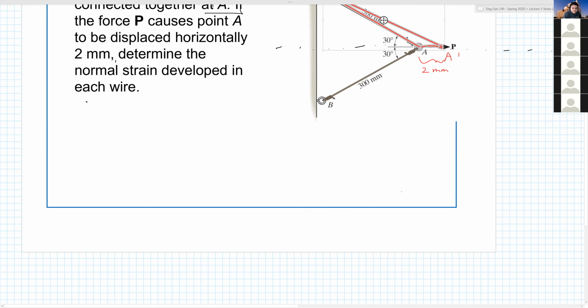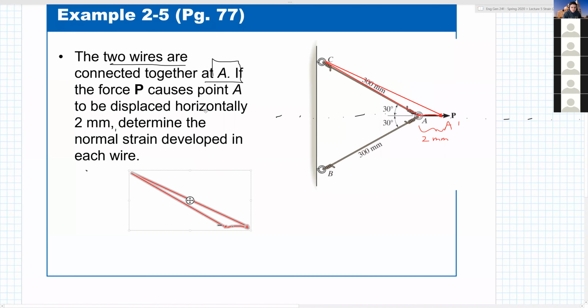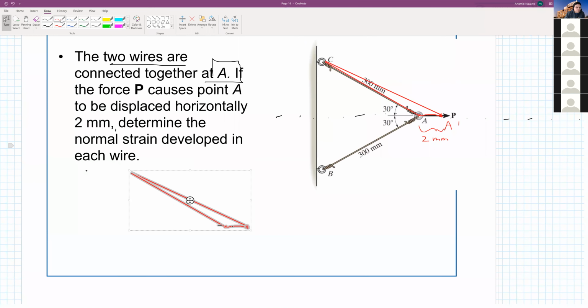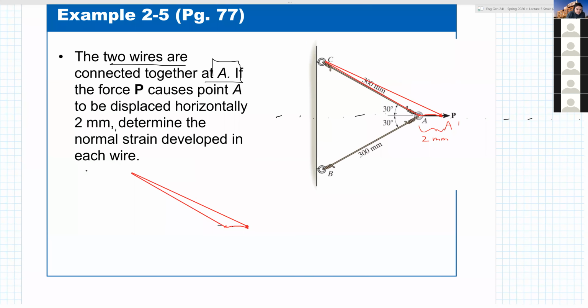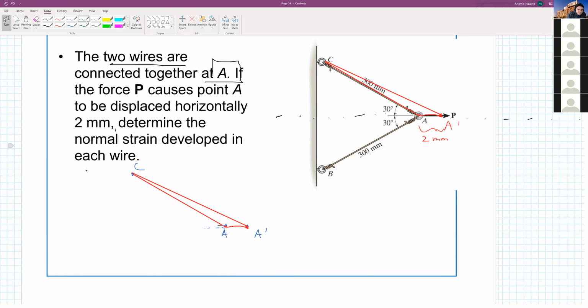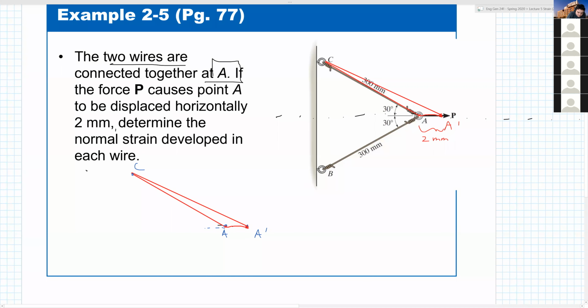Okay. Let's denote some things. It's kind of what we do know. So this is point C, right? This was originally point A, and now this is A prime. The angle here is 30 degrees.